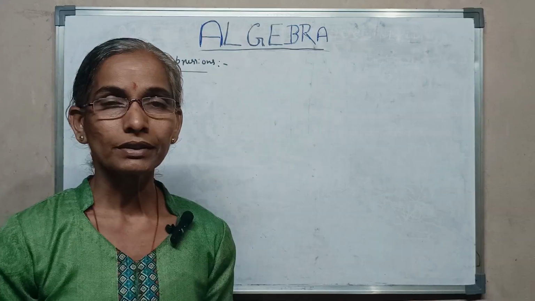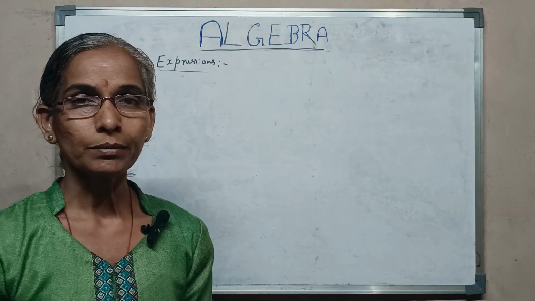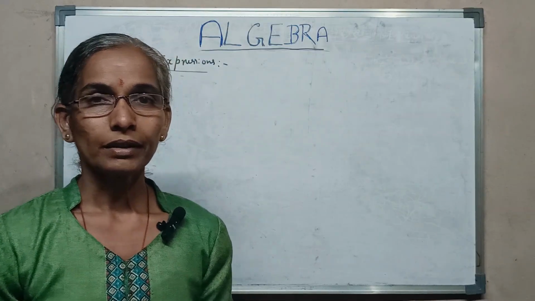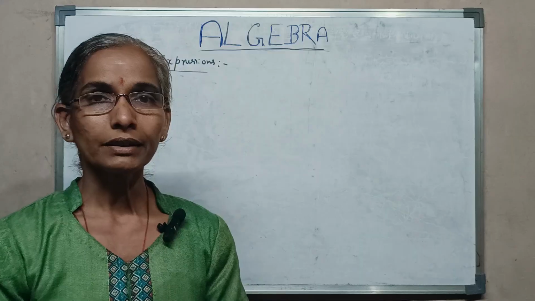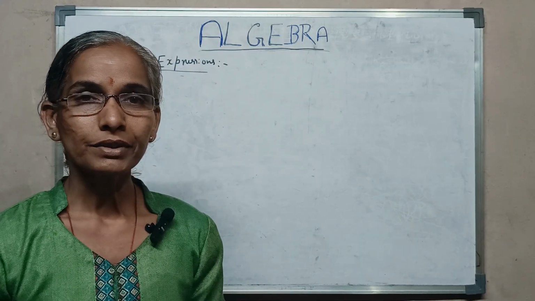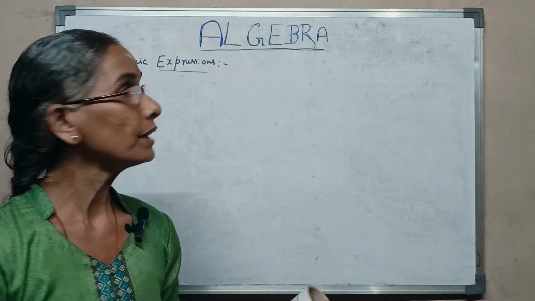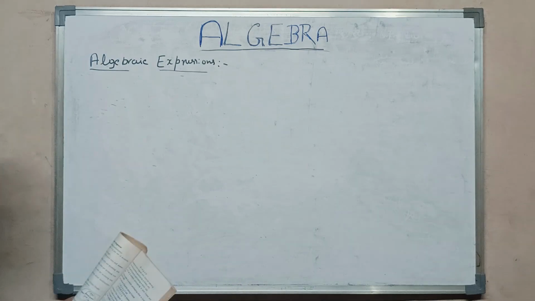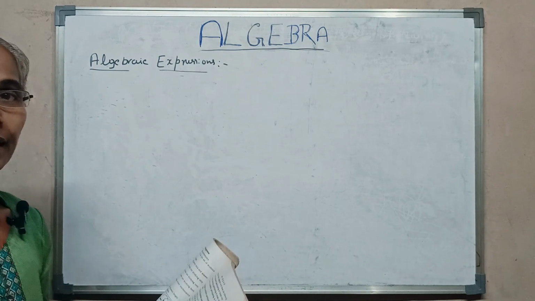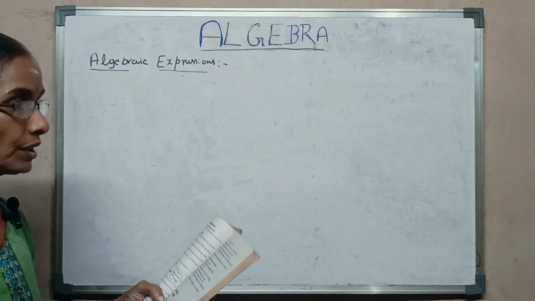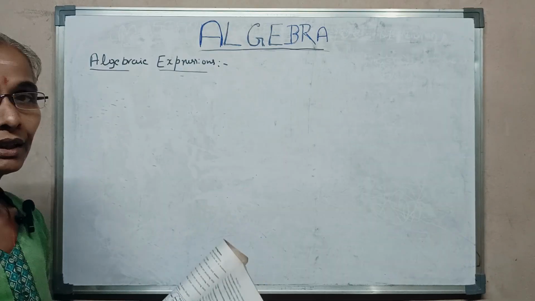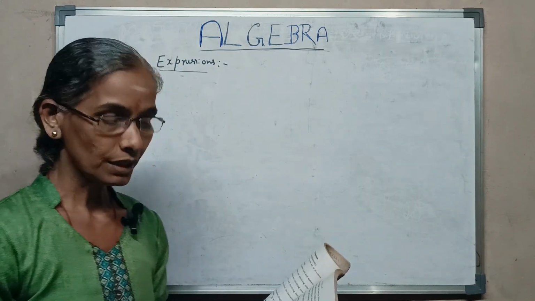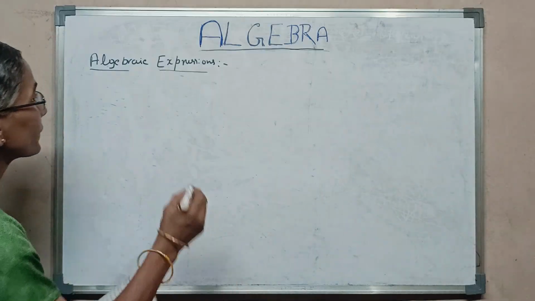Good morning, students. In today's class we will study algebra, and in algebra we take the definition of algebraic expression, like terms, and unlike terms. First, we take the definition of algebraic expression. Algebraic expressions may be single terms or a number of terms connected with positive or negative signs.